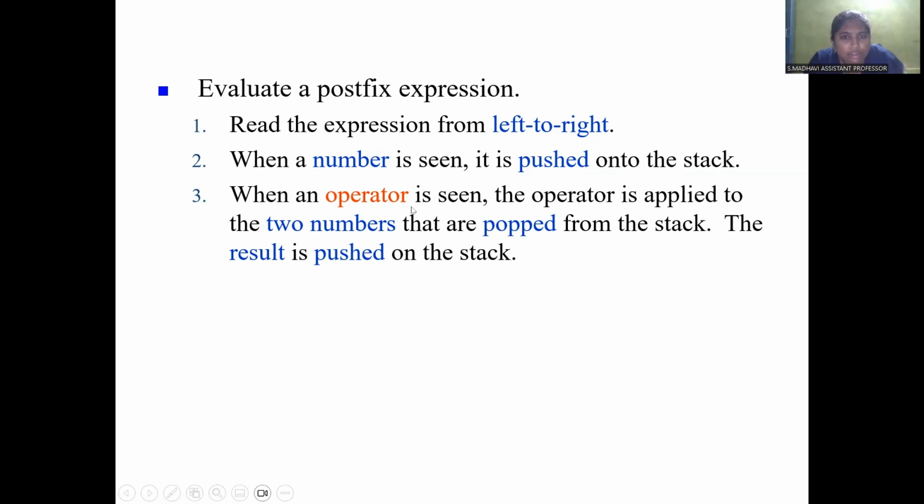But when it is an operator, what we have to do is apply this operator to the first two numbers present in the stack. That is, we have to pop the two numbers from the stack, apply this operator, and push the result onto the stack. This will be clear when we see an example.